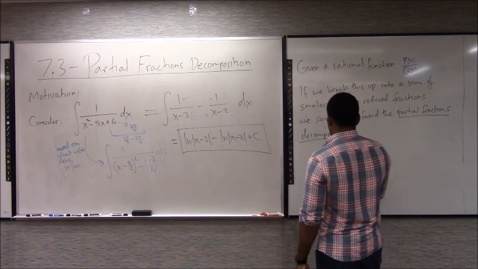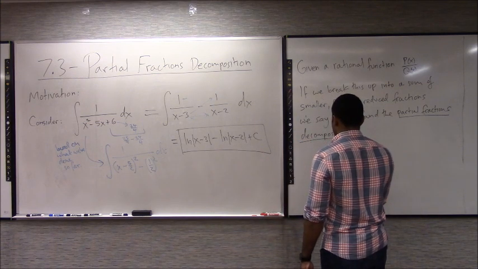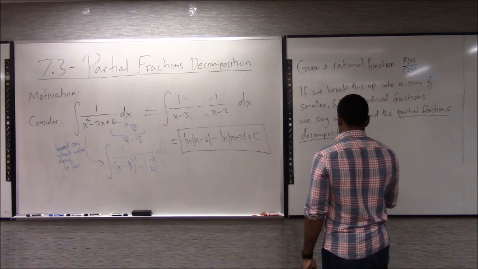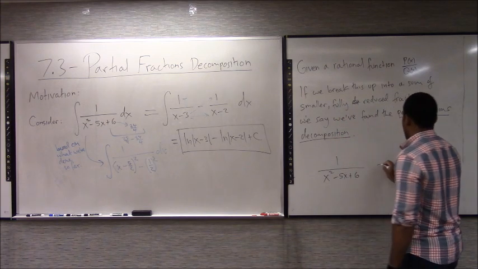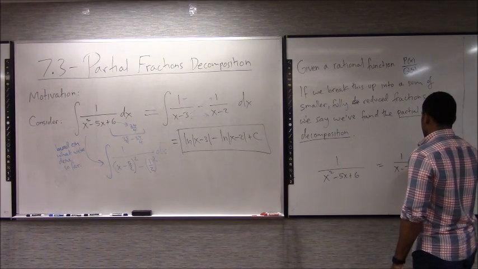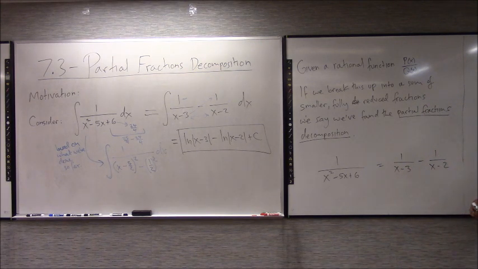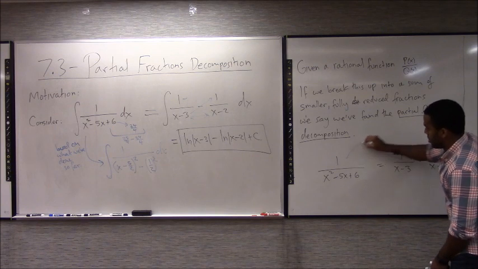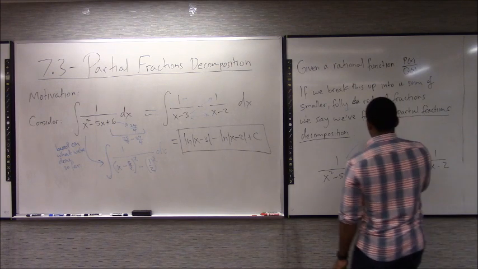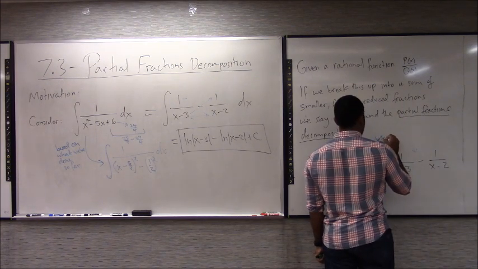Okay. So if we have 1 over x squared minus 5x plus 6, you would notice that this is the same as 1 over x minus 3 minus 1 over x minus 2. The process of moving from this scenario to that scenario is called the partial fraction decomposition.